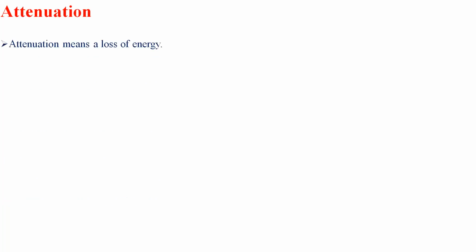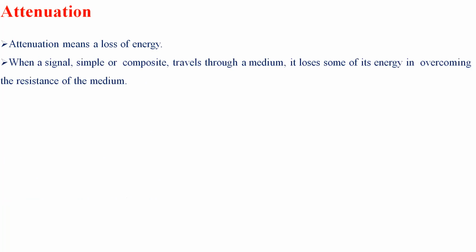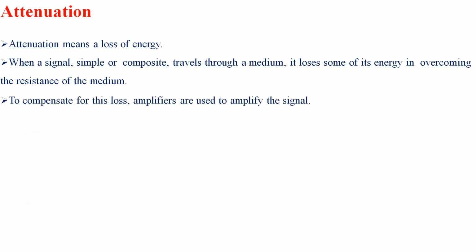First we have attenuation. So what do you mean by attenuation? Attenuation is nothing but a loss of energy. When a signal, either simple or composite, travels through any transmission media, it loses some of its energy. Whenever it is traveling, it loses its energy. To compensate for this loss, an amplifier is used in order to amplify the particular signals.